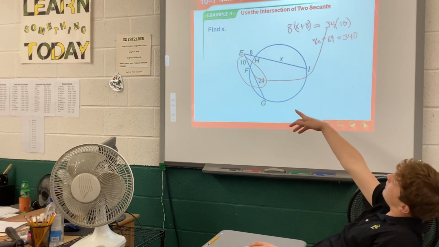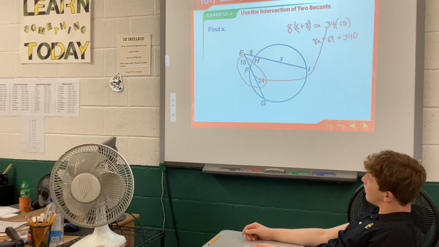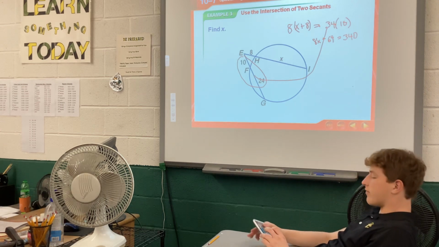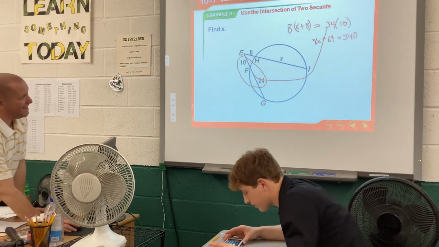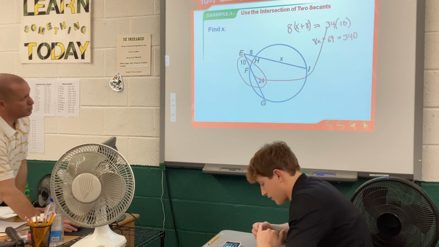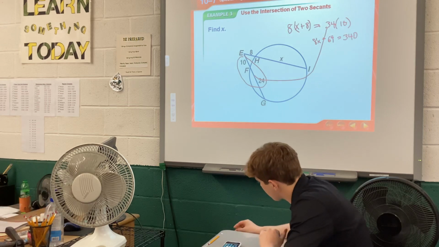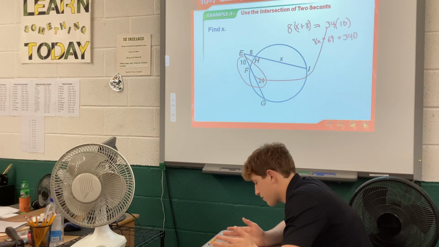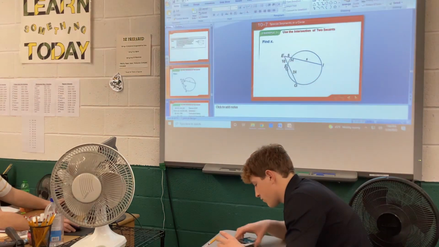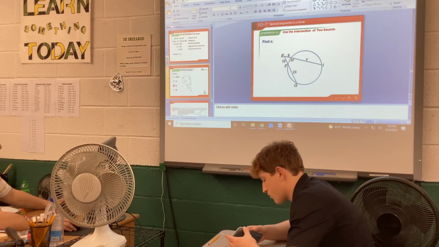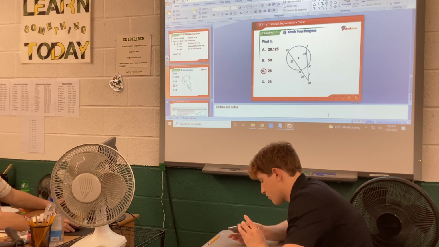Go ahead. Aren't EF and EH supposed to be congruent? No. That was when it was a tangent. Good question. Everybody hear what he said? He said, aren't EH and EF supposed to be congruent? That was when we had tangents from the same spot hitting back to it. So that's a good thought process, but we're not at that. Good thinking though, Gabriel.